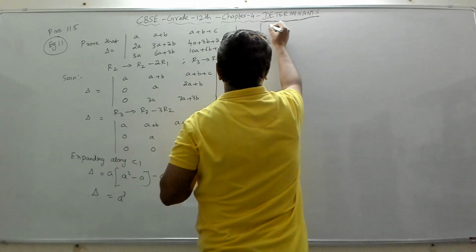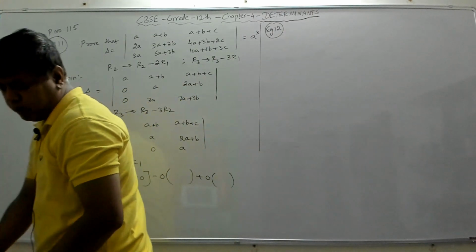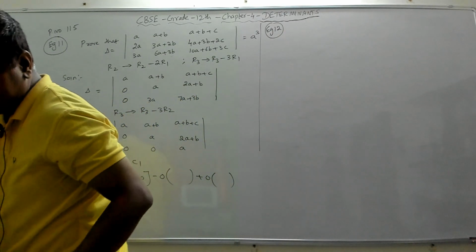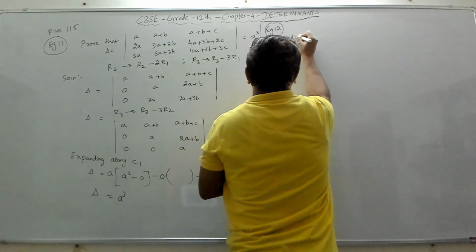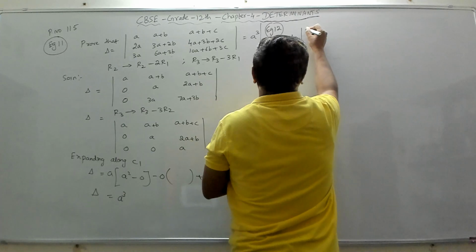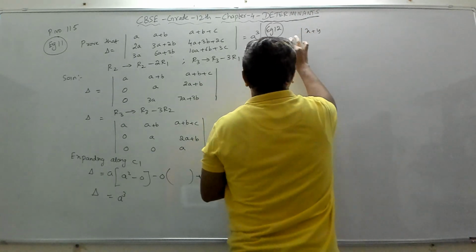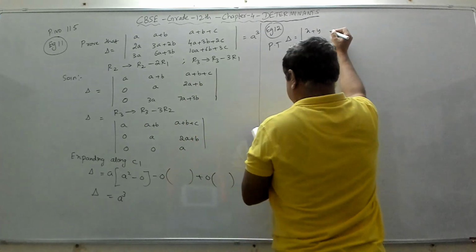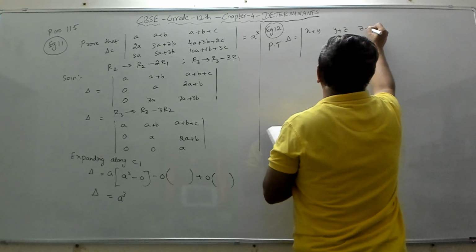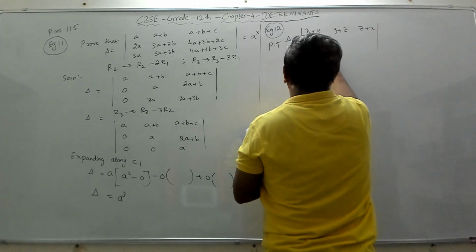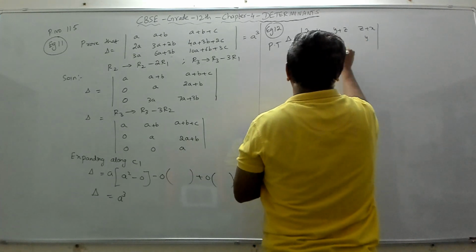Example 12, EG 12, is without expanding. Prove that, without expanding, we have to prove that delta equal to x plus y, y plus z, z plus x, and z x y, 1 1 1.